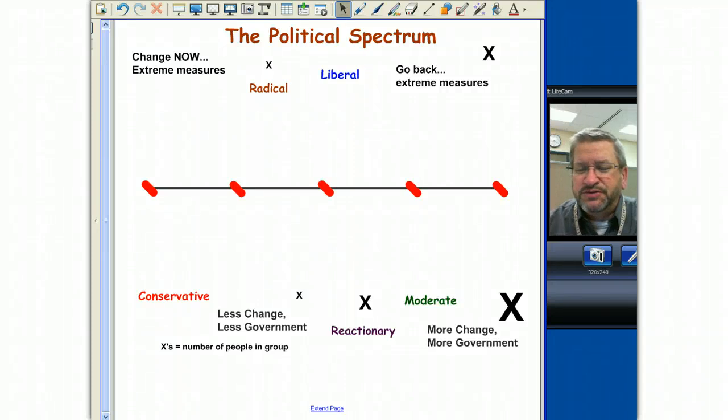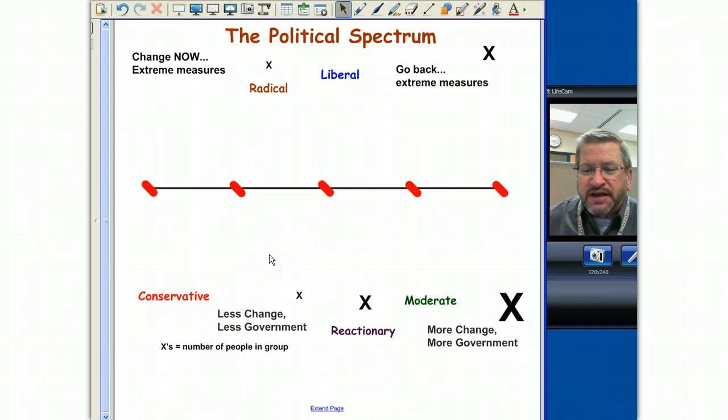Hi, and welcome to our discussion on the political spectrum. Today we're going to talk about the difference between conservatives and liberals and look at a political spectrum line to determine the conservative and liberal nature of the political spectrum.